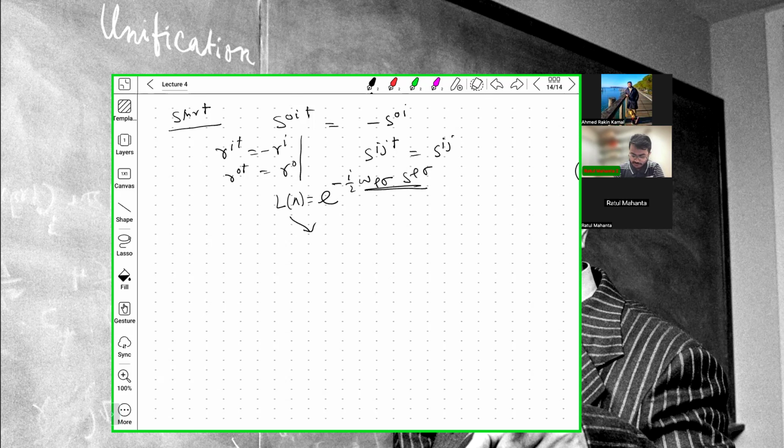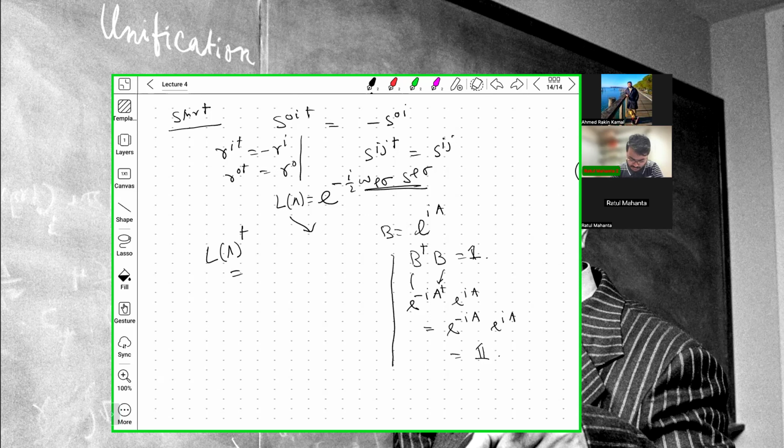You know that if you write a matrix B equal to e to the power iA, then B dagger B should be identity, that is the property, and B dagger is e to the minus iA dagger, and if the generators are Hermitian, then this leads to identity. So L dagger is not L inverse.